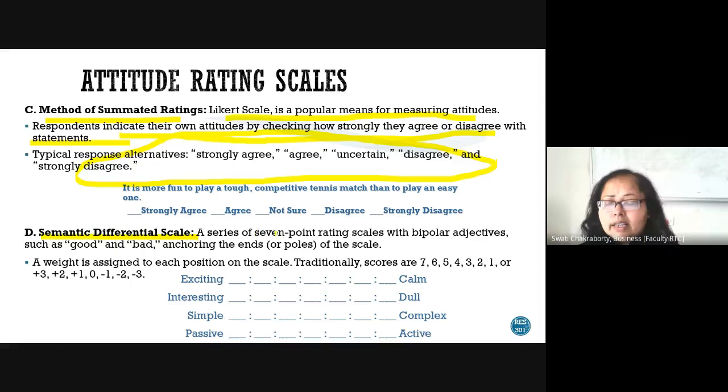Semantic differential scale is a series of 7-point rating scales with bipolar adjectives such as good, bad, anchoring the ends or poles of the scale, right? So weight is assigned to each position. Traditionally, the score starts from 7 and goes to 1, or it can be +3 to -3. This is an example.